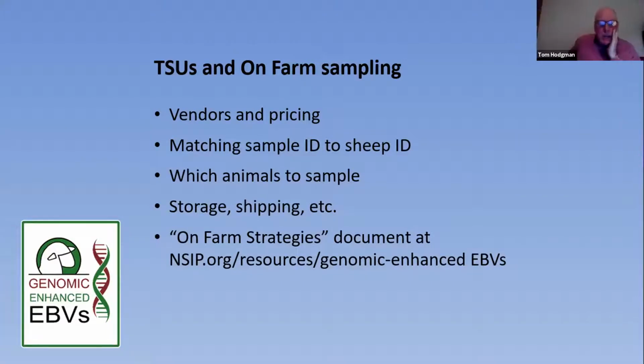So since last week, I wrapped up that document called the On-Farm Strategies. It got reviewed by Dr. Lewis and Dr. Brito, and that's up at the NSIP website now. It goes through in a little more detail the annual sampling strategy. It just builds off the original document that those two researchers have established for all of NSIP.